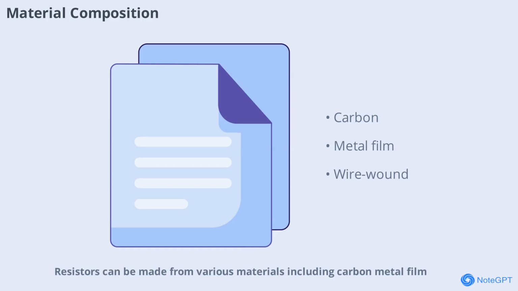Resistors can be made from various materials, including carbon, metal film, wire wound, and even ceramic. Each material offers different characteristics in terms of stability, noise, and power handling. The choice of material affects the resistor's performance and suitability for specific applications.